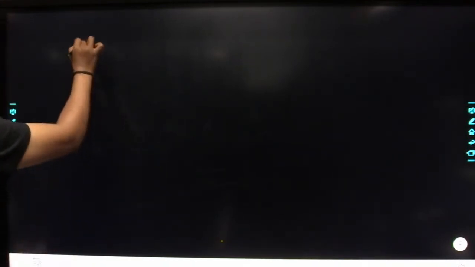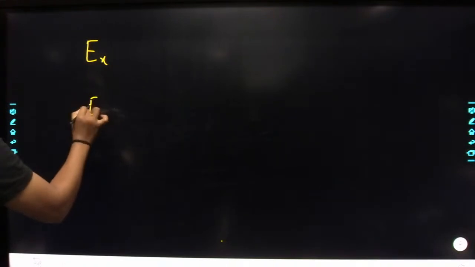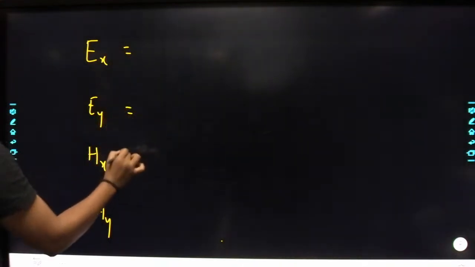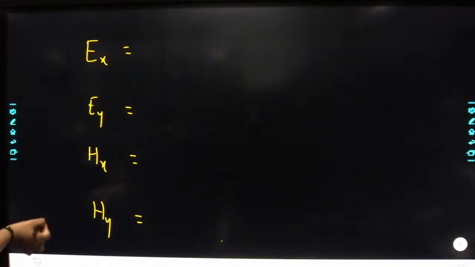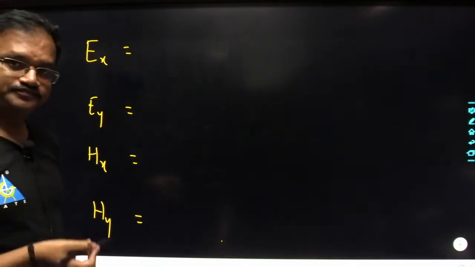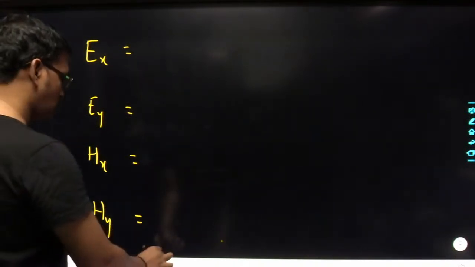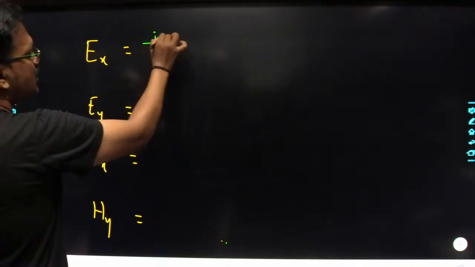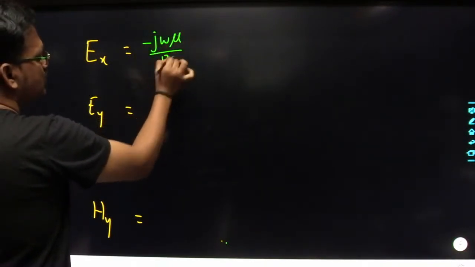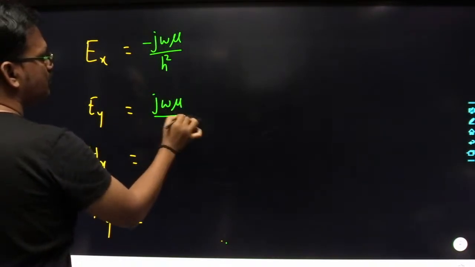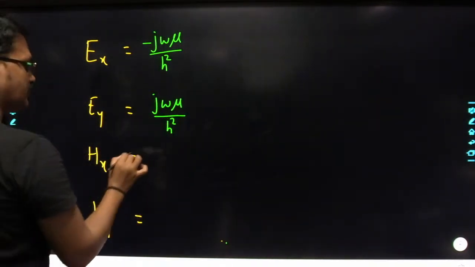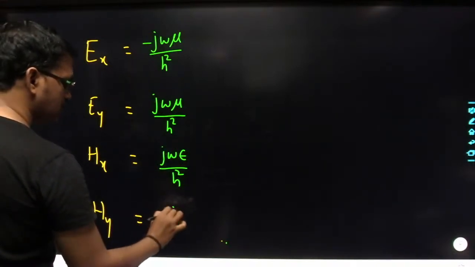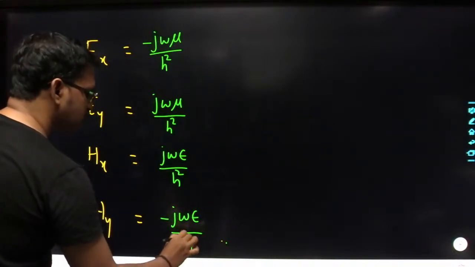See here, this is Ex, Ey, Hx, Hy. We can express all these transverse field components in terms of the longitudinal field components. So how can we represent them? For Ex, you have to write minus j omega mu by h square. I have told what h is. And here you have to write j omega epsilon by h square, and here you are going to get minus j omega epsilon by h square.